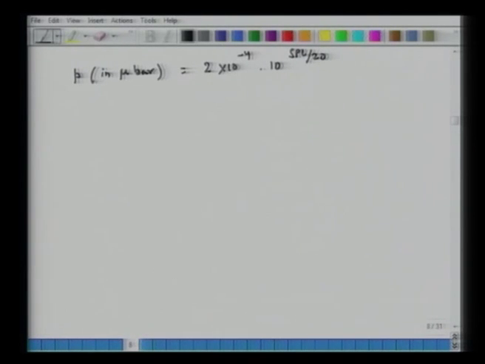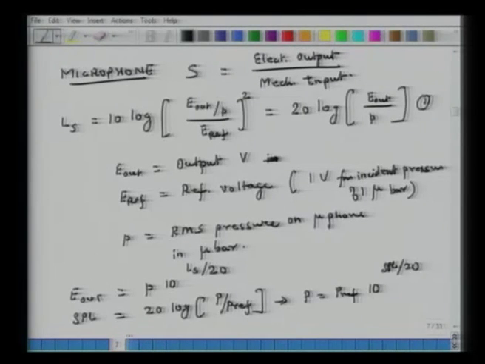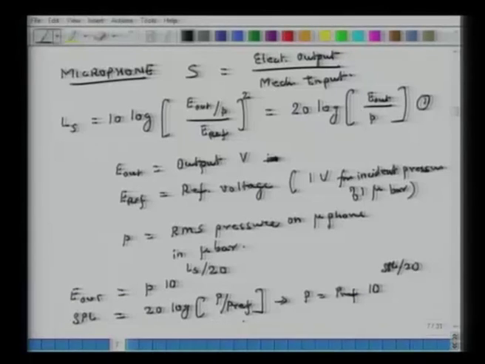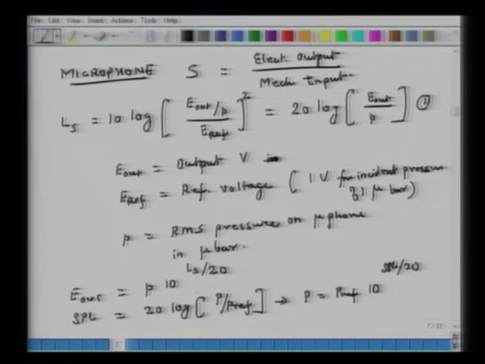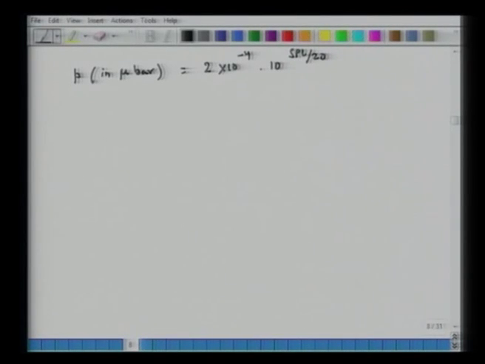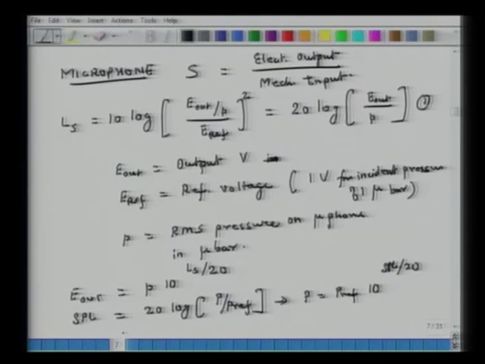And if I plug this back into the original equation, is this 10 also? Yes, but then it also gets multiplied by 10. 20 microbar. So the 10 raised to the power SPL by 20 is there. It is not alone. It is 20 microbar, because we are doing it in microbar, so there is a factor of 10. That is why it becomes 2 times 10 to the minus 4. Let us call that equation 2, and this is my equation 1.